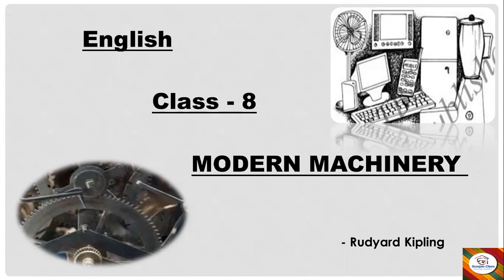Today in this video, we are going to learn a class 8 English poem, Modern Machinery, which is written by Rudyard Kipling. So, it's a humble request to stay tuned till the end of the video so that you understand the whole poem completely. Now, let's get started.